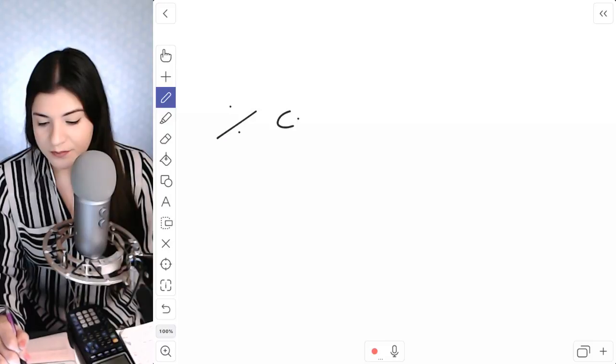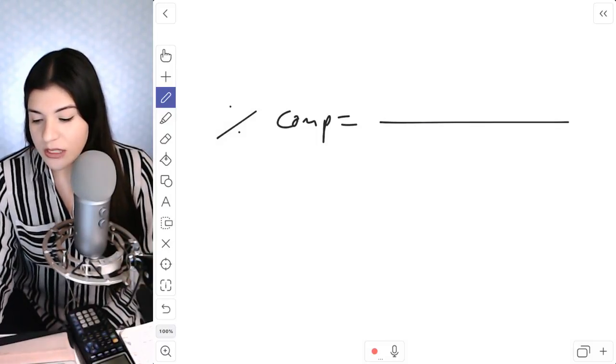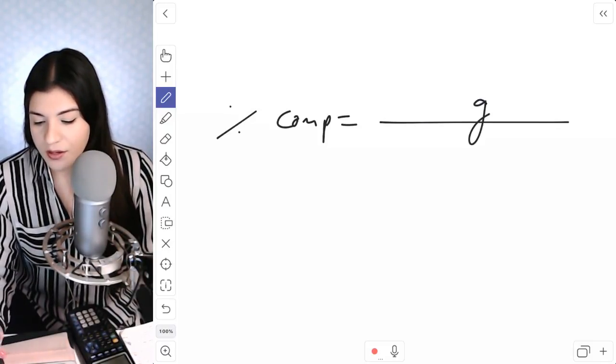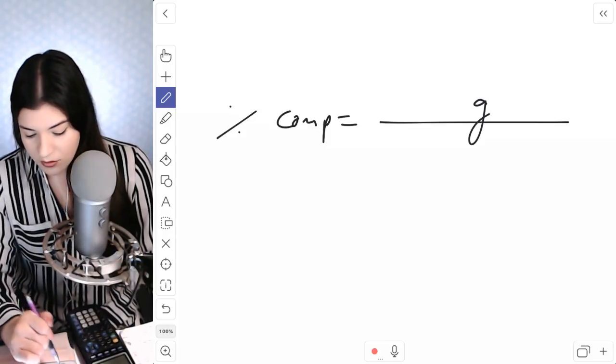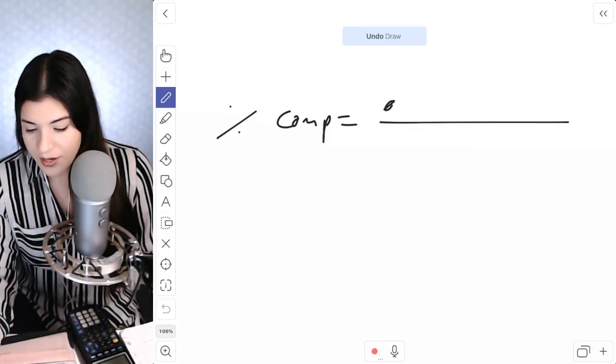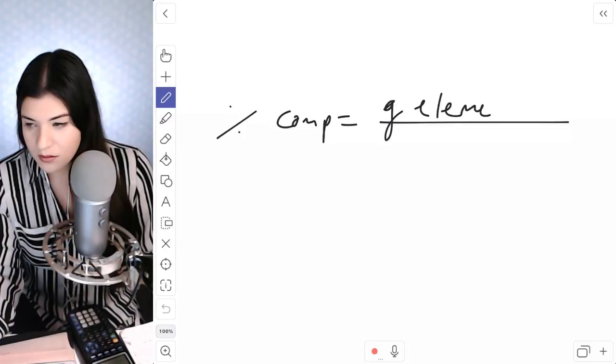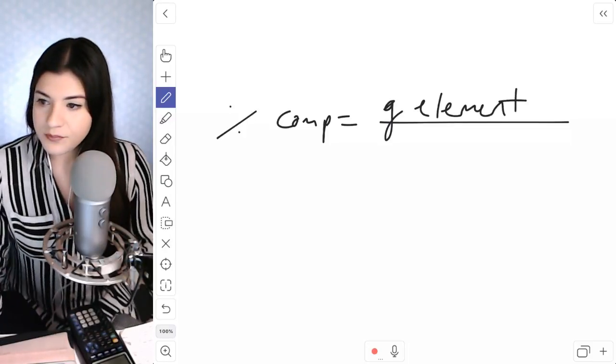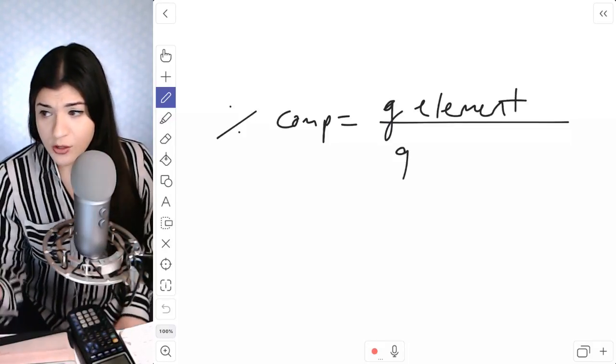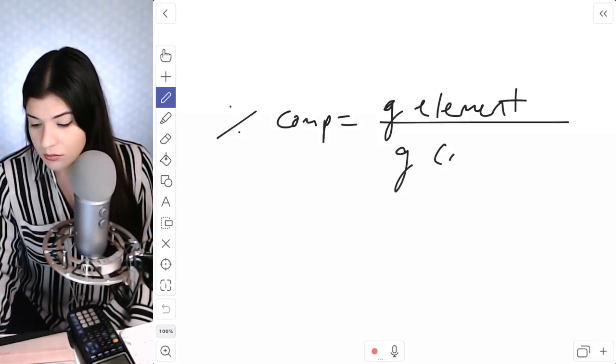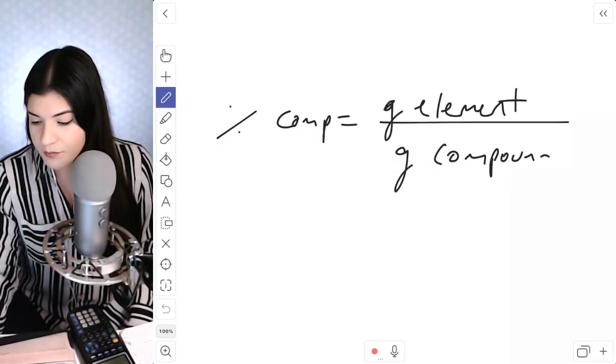So percent composition is really going to be the grams of whatever element we're finding here, so the grams of our element, divided by the grams of our total compound, times 100.